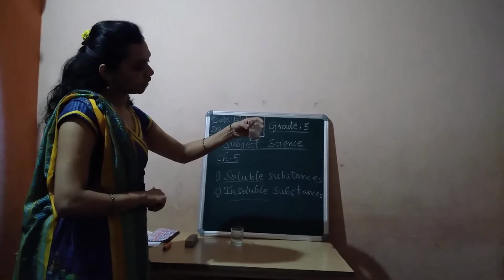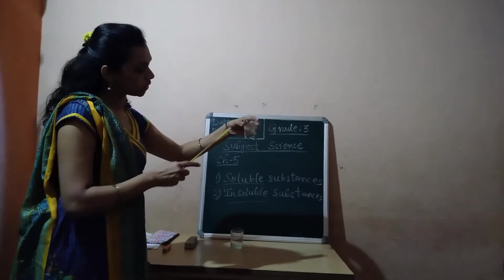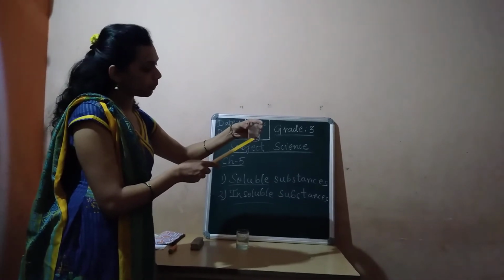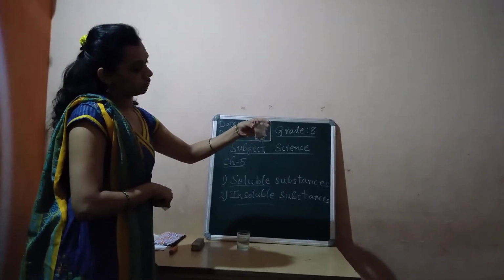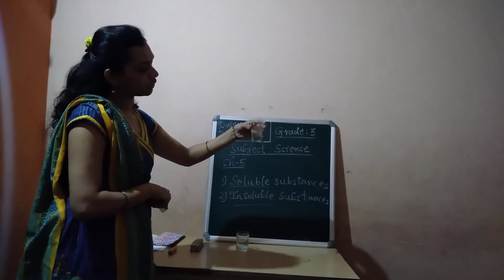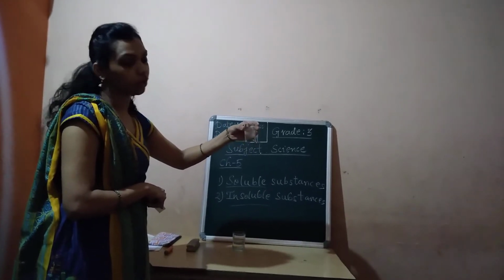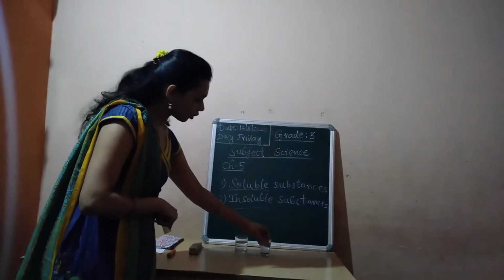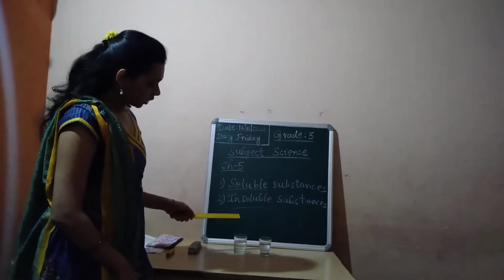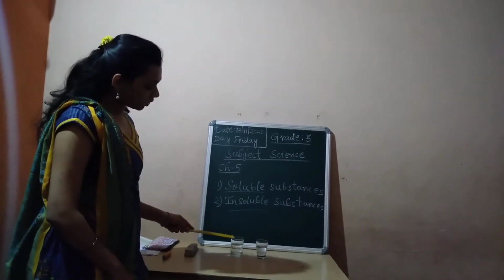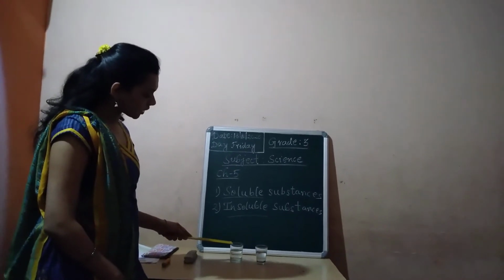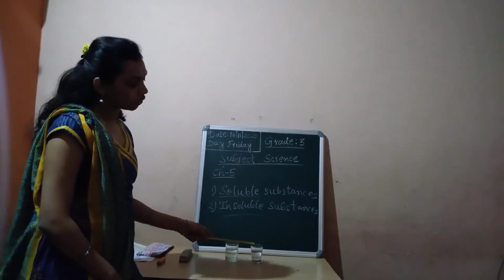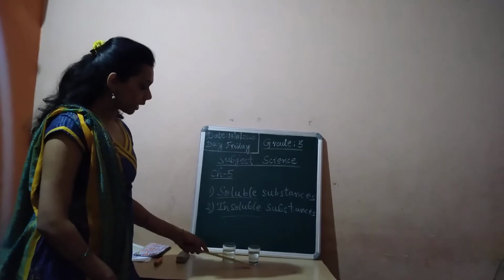See, I have put mud here, but it settles down. It is not dissolved in the water. It remains separate. So the substances which do not get dissolved in water, we call insoluble substances. Okay, this is your example. The substance which gets dissolved in water, we call soluble substances. Here the substance which does not get dissolved in water, we call insoluble substances.